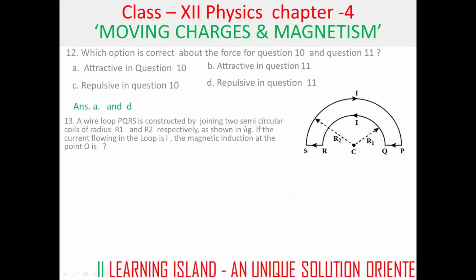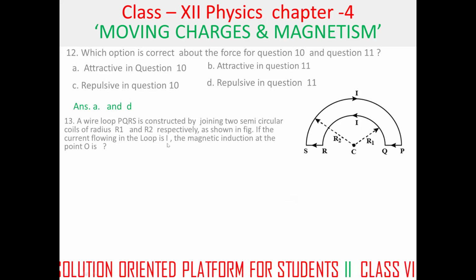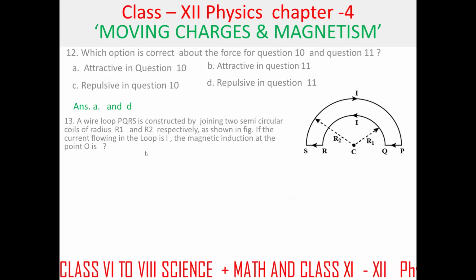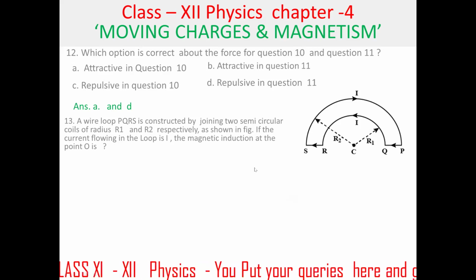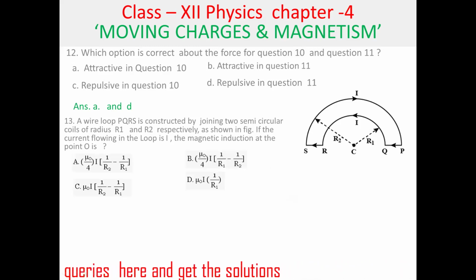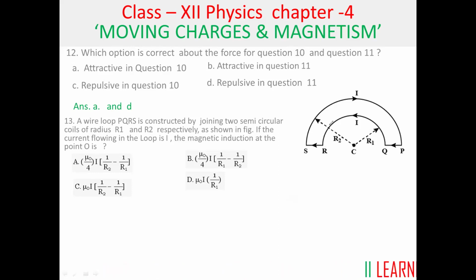Now, a wire loop PQRS is constructed by joining two semicircular coils of radius R1 and R2 respectively, as shown in the figure. If the current flowing in the loop is I, the magnetic induction at the point O is, so what will it be at point O? These are the options. Look, this is also a formula, so we will have to learn the formula. Here the number of turn is 1, so because of this turn, if the current is I, there will be magnetic field. Because of this turn, there will be another magnetic field. The currents in the straight lines are in the same line, so there will be no magnetic field because of the current flowing in this line, because they are in the same line of action. So because of this semicircular part and this semicircular part, there will be magnetic field.